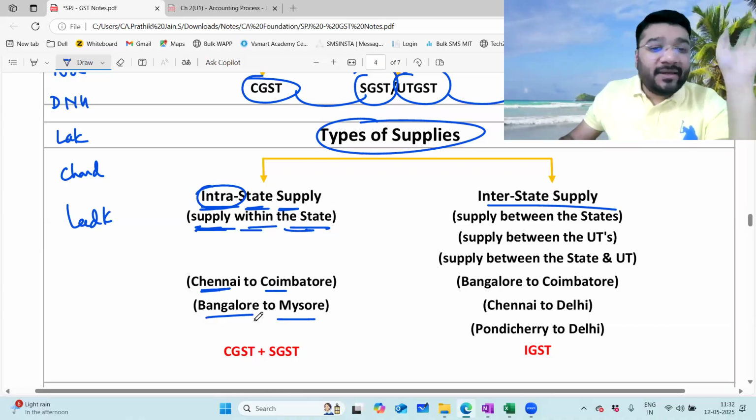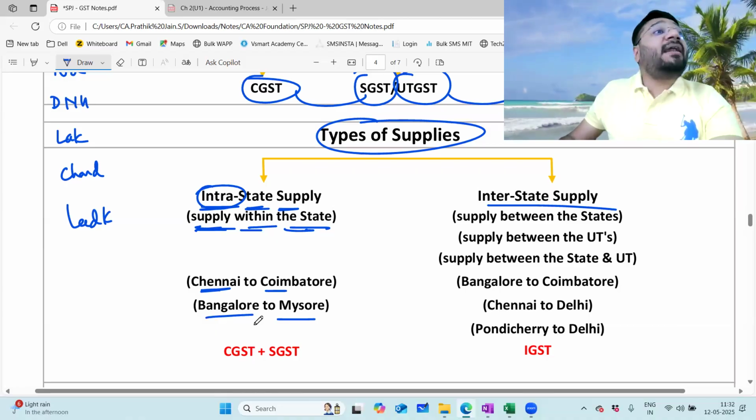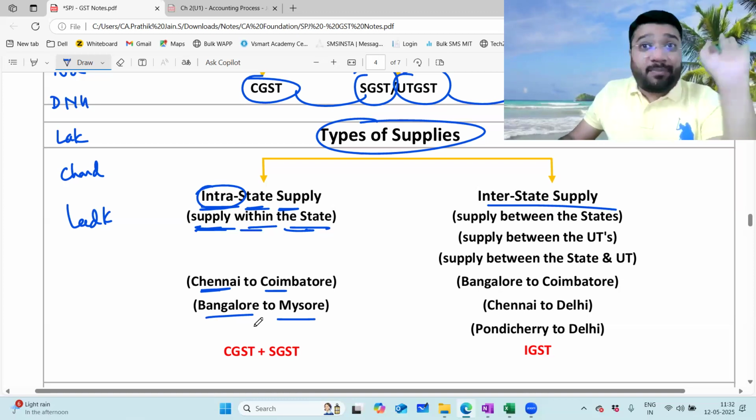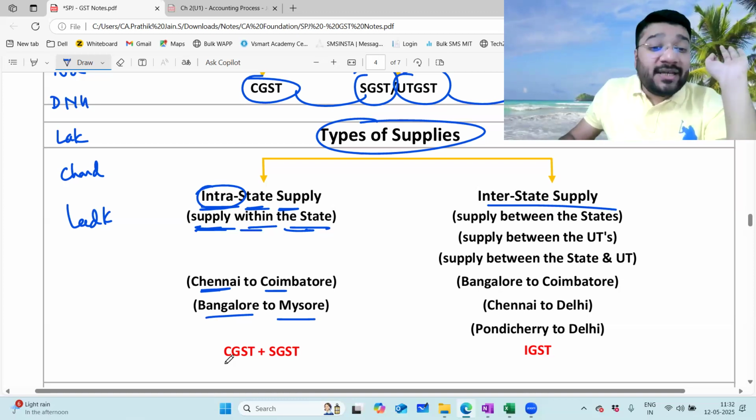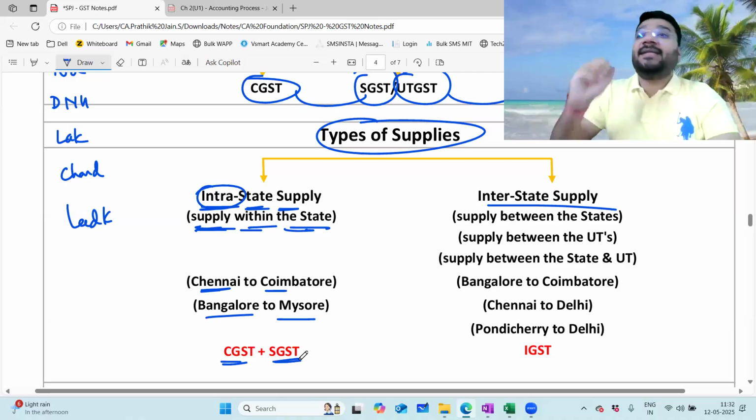What supply? Intrastate supply. Whenever you come across intrastate supply, the GST that you will charge is CGST and SGST.